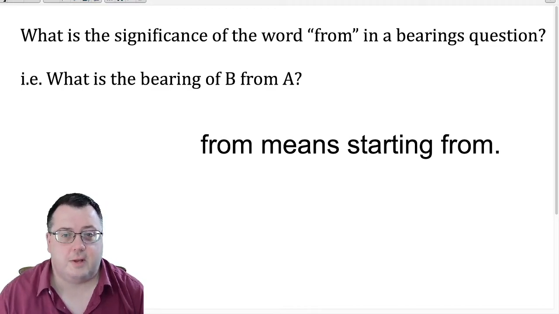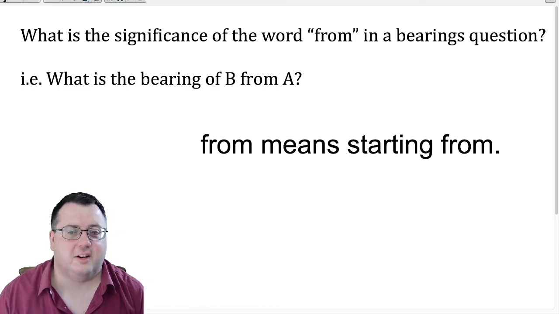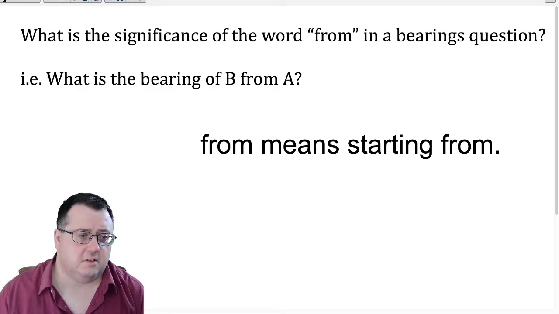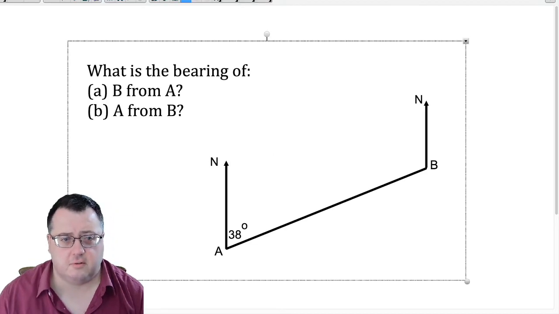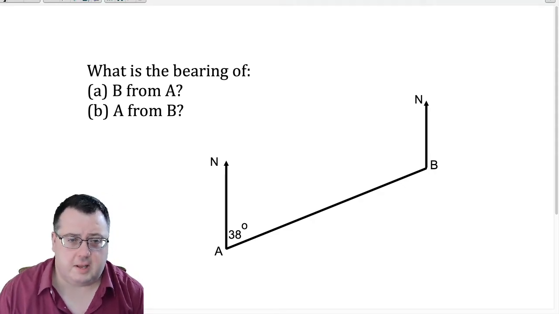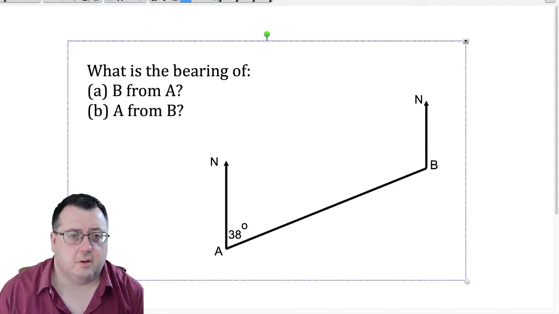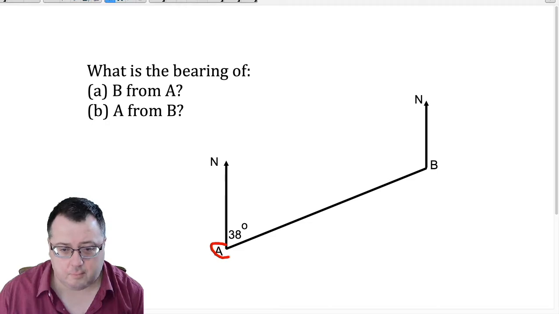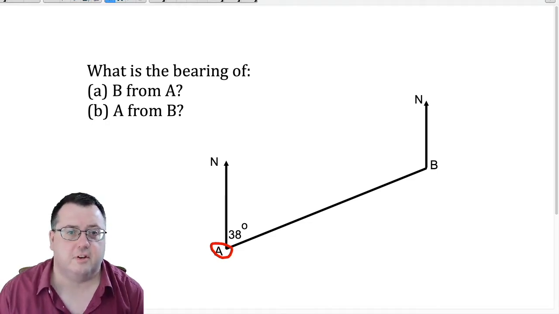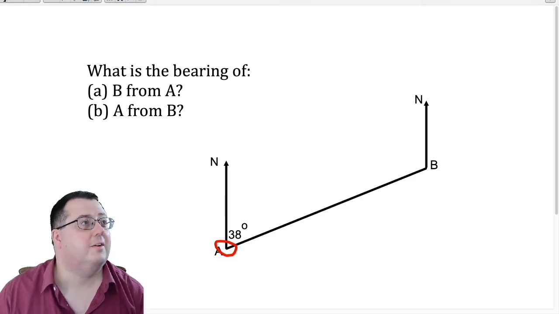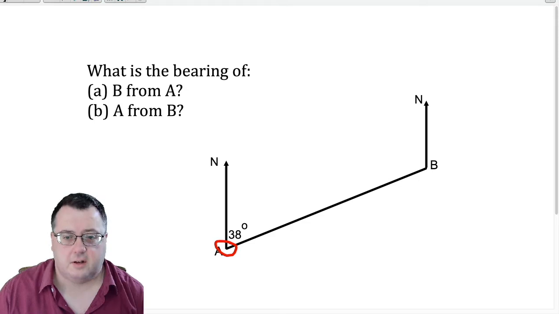So what is the bearing of B from A? You're going to start at A and go to B. So let's look at an example and just really clarify what's going on here. What is the bearing of B from A? Okay, so you are going to be starting at A, which is this point here. Maybe I'll move the circle over. It's technically that point there. Okay, and I've drawn in the north line, so that's the first condition.